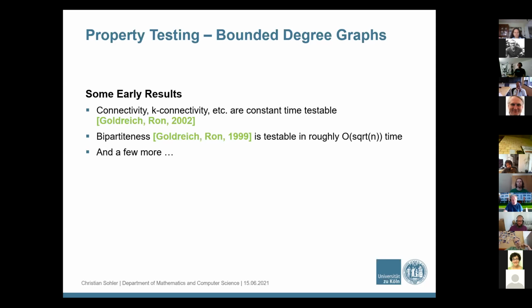And we also had algorithms for properties like bipartiteness, where we had a query complexity and a running time of roughly order root of n. We had a few of these results, but in the bounded degree graph model at that time, we didn't really know what the classes of testable properties are.